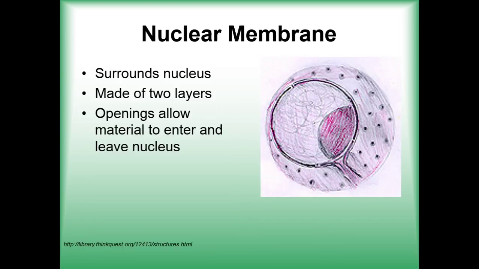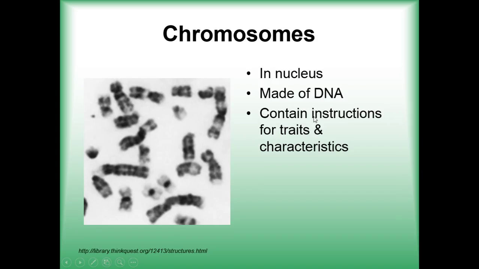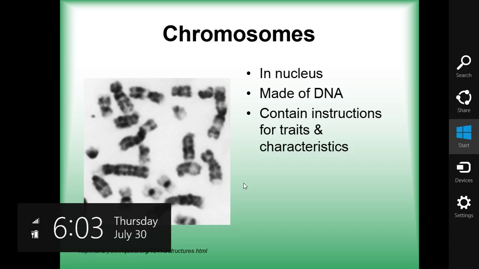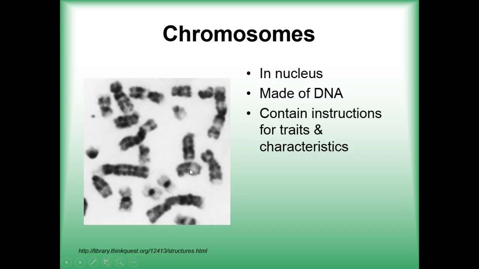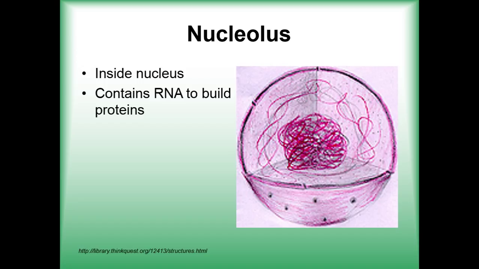Right inside we see here the loosely packed DNA is called chromatin, but when a cell is about to divide, this DNA actually condenses into little X-like structures called chromosomes. So when a cell is about to divide, you can actually see the chromosomes appear. And they contain the instructions and traits and characteristics of living things.